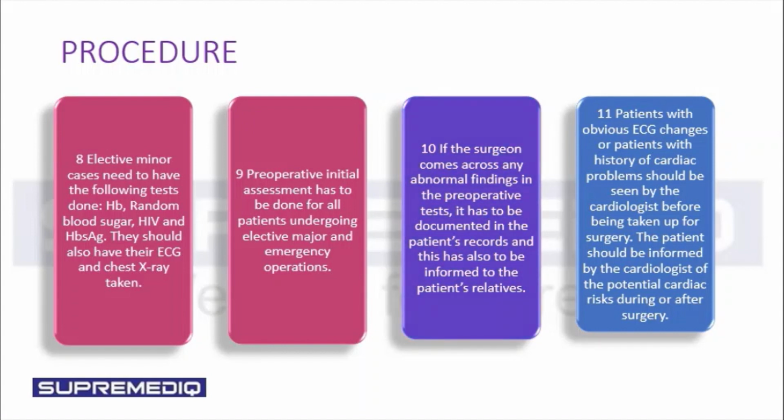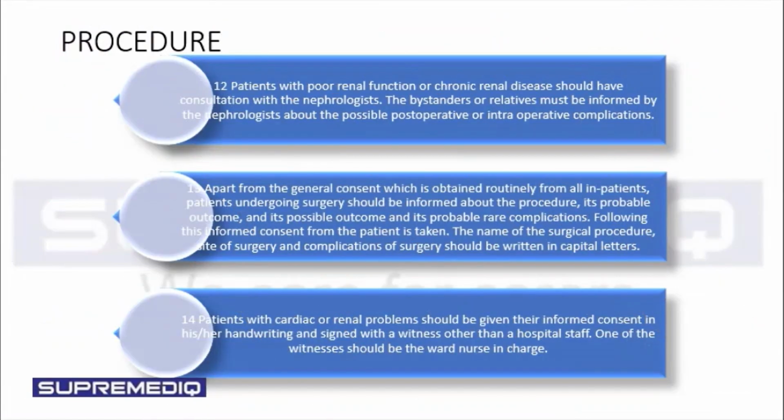Patients with obvious ECG changes or patients with history of cardiac problems should be seen by the cardiologist before being taken up for surgery. The patient should be informed by the cardiologist of the potential cardiac risks during or after surgery. Patients with poor renal function or chronic renal disease should have consultation with the nephrologists. The bystanders or relatives must be informed by the nephrologists about the possible post-operative or intra-operative complications.